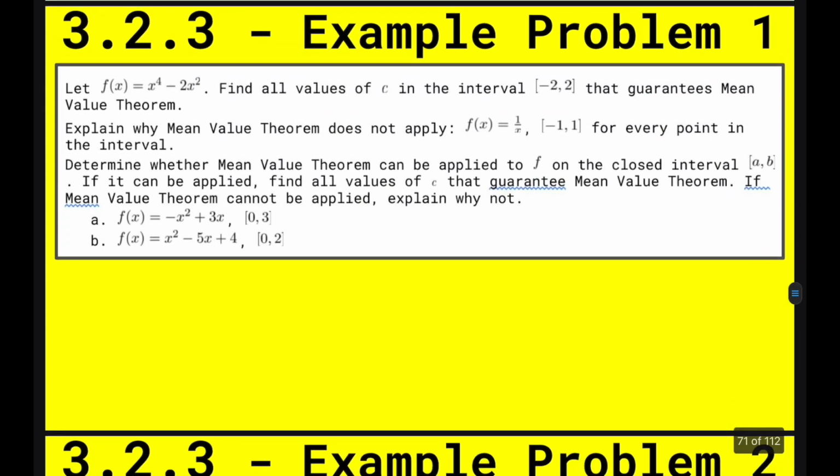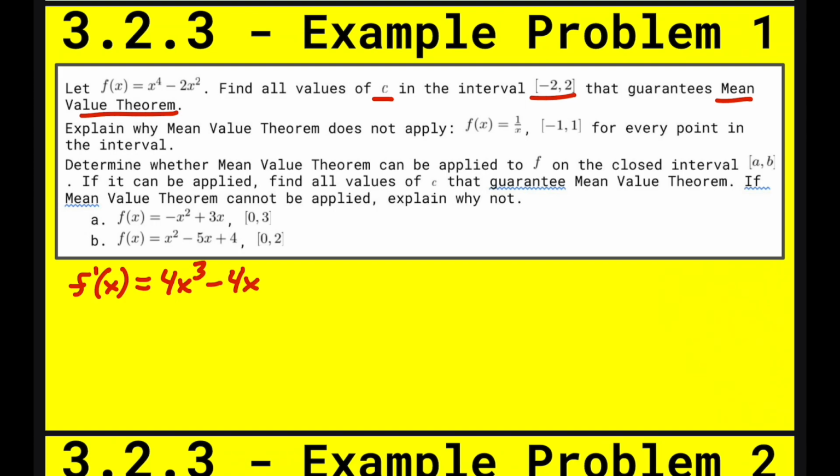All right, example problem number 1. Let f of x equal x to the 4th minus 2x squared. Find all the values of c that are guaranteed by mean value theorem. And it has to be on this interval. So first thing that we're going to do is find the derivative. There's no second derivatives in this mean value theorem stuff. So we're just going to find that first derivative. And we got something like that.